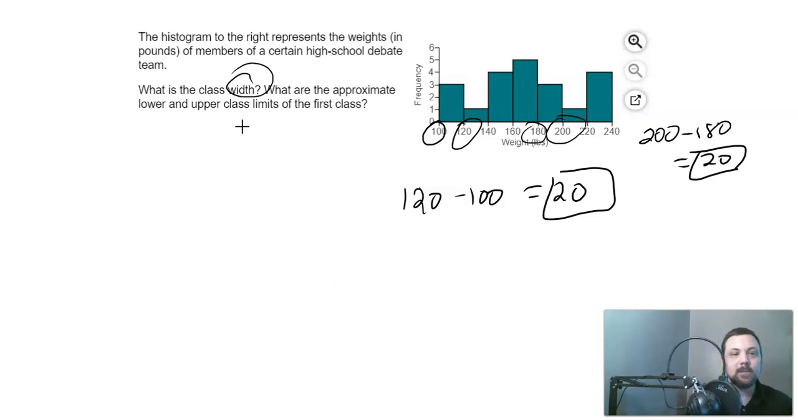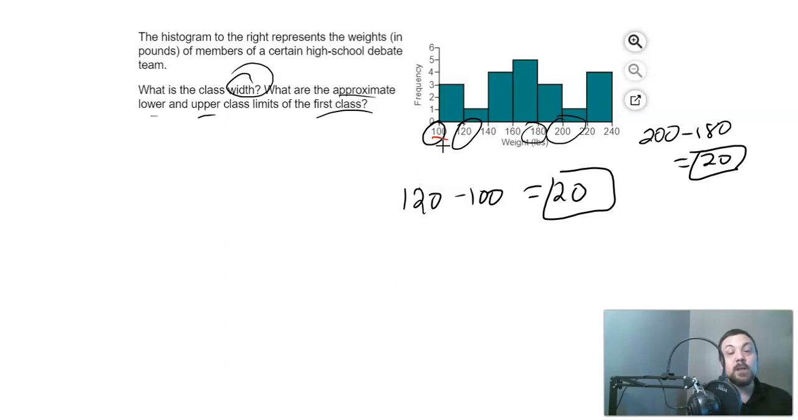What are the approximate lower and upper class limits? Notice they're admitting here that there's some ambiguity with what the lower class limits are, what the upper class limits are, what the class boundaries are in the graph that's given, because they've rounded it, they simplified it to make the graph a little more readable, a little bit easier to look at. So they want us to approximate the lower and upper class limits for the first class. Thankfully, they're not going to make us do it for all of the classes. And the first class here is this first bar.